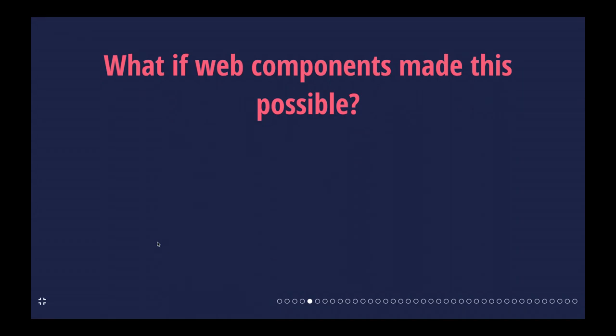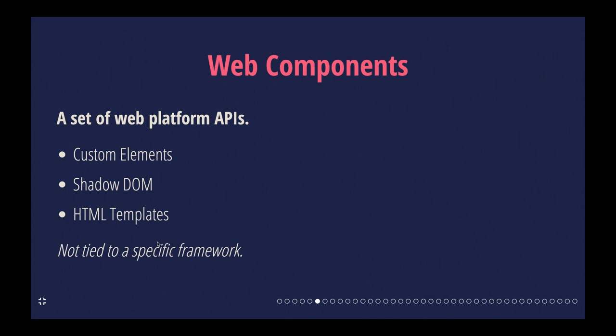And what if web components made this possible? So when we're talking about web components here, specifically we're talking about the core web platform APIs, and not necessarily the JavaScript frameworks like React and Vue, but we'll see how those play together. But web components from this perspective is essentially three main APIs: custom elements, the shadow DOM, and HTML templates. And they're not tied to any one particular framework. It's core browser technology. We'll dig into each of these three things as we go along.